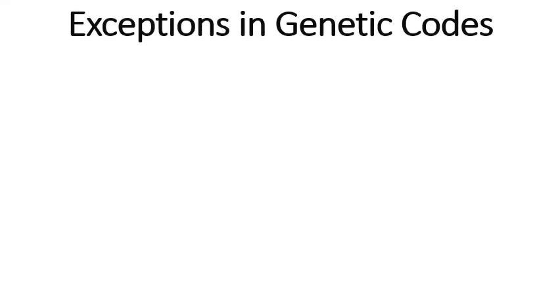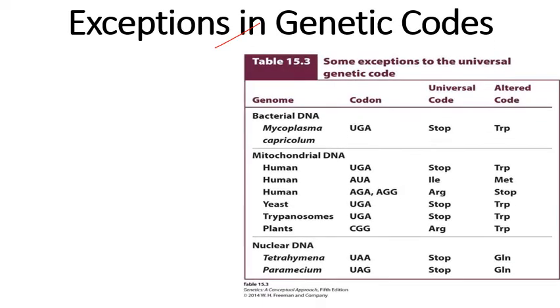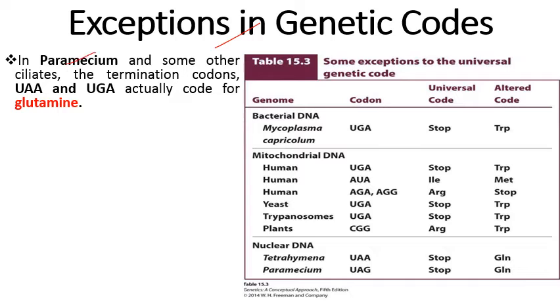Next come some exceptions in the case of genetic code. For example, we have Paramecium, which is a ciliate, and some other ciliates. Here we have termination codons UAA and UGA. Normally they are stop codons or termination codons, but in case of Paramecium they code for one amino acid, that is glutamine. So this is an exceptional case.